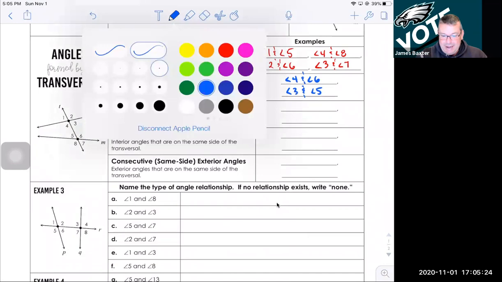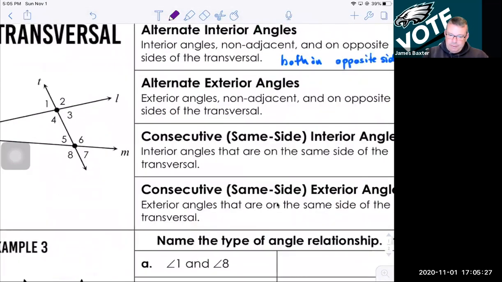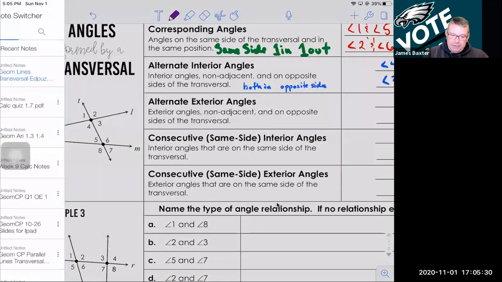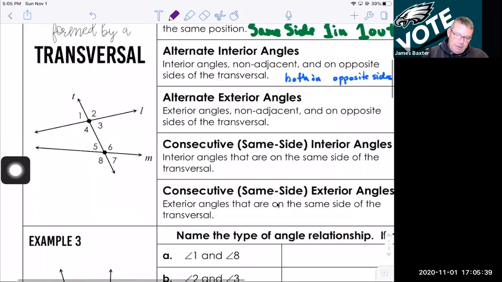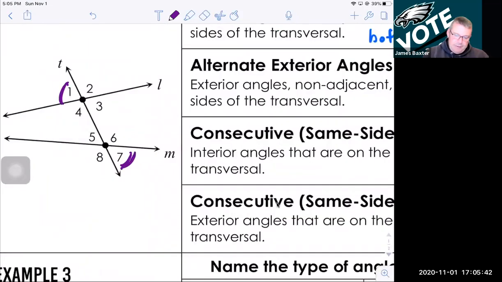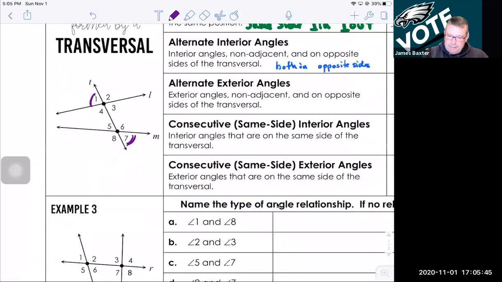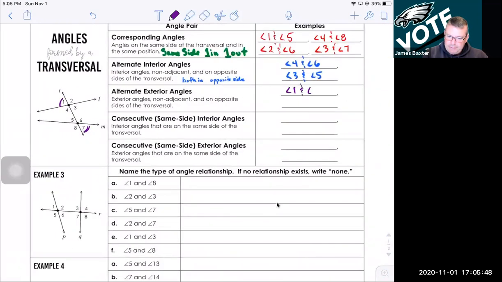So these are angles that are on the outside. So if I go ahead and zoom in, alternate exterior angles: non-adjacent again, they're not next to each other, and on opposite sides of the transversal. So exterior angles, I can go 1 and 7. Both on the outside, different sides. So angle 1 and angle 7. And then I can go 2 and 8. Now I know I'm putting little arcs around these angles. Does not mean they're equal for right now. That will change. So both outside, opposite side.